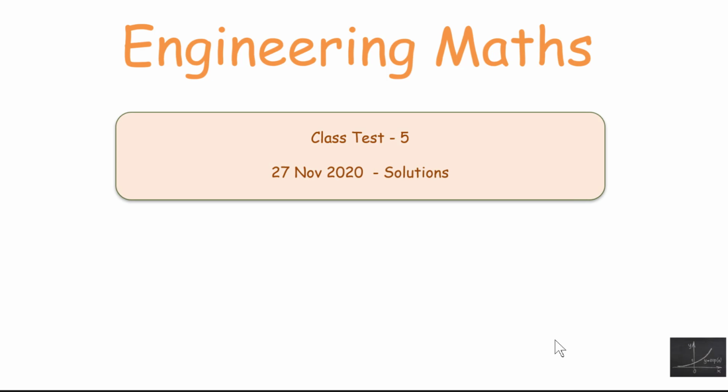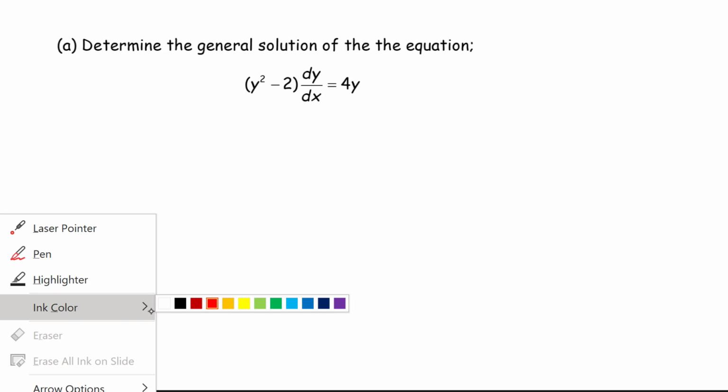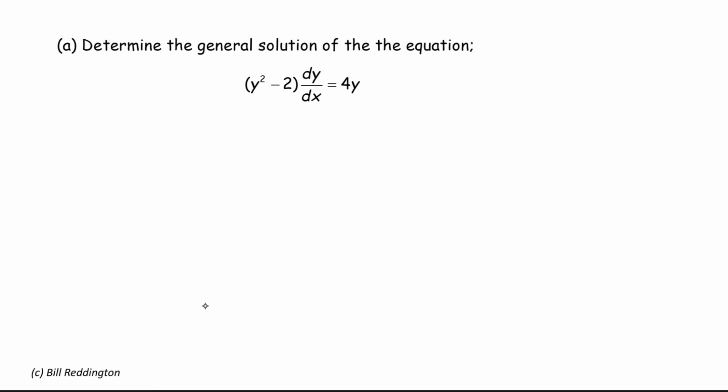Okay, so in this video we're going to take a look at the solutions to class test number 5, which is on first order differential equations. So here's the very first question, and in this question we're asked to determine the general solution of the equation (y squared minus 2) dy/dx equals 4y.